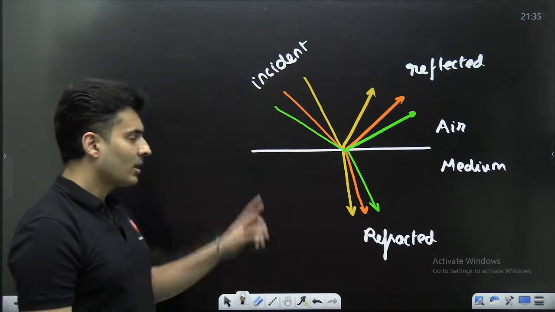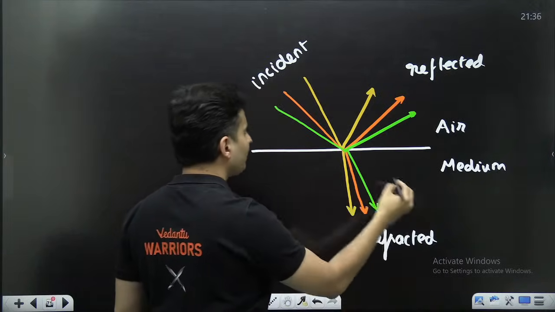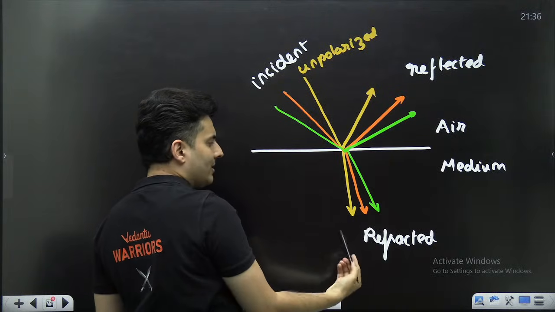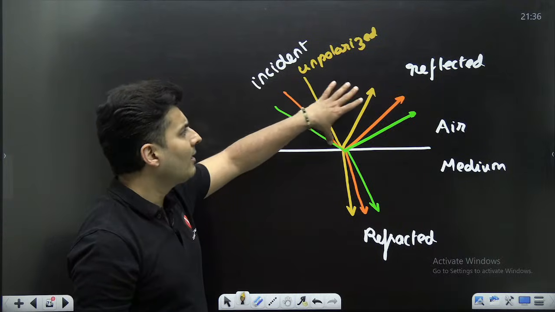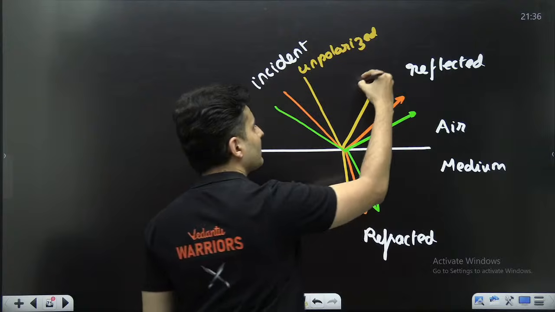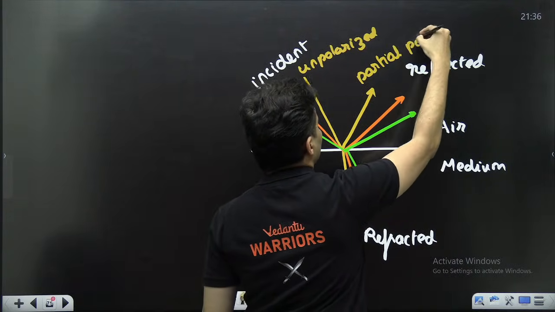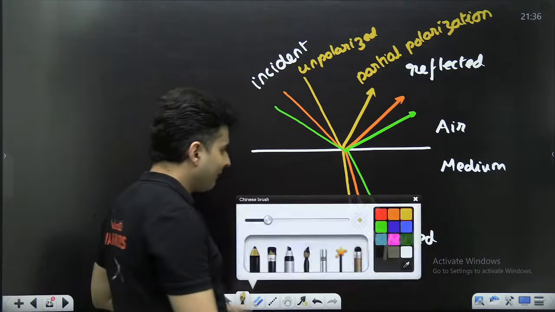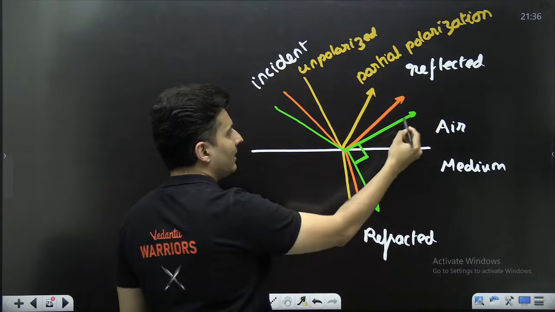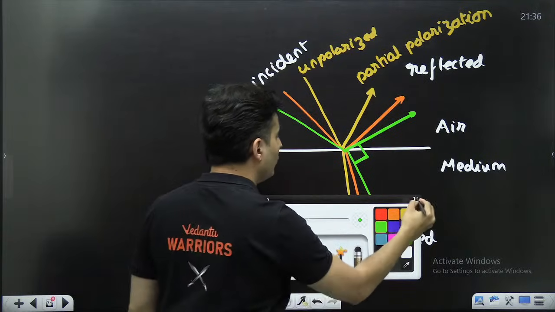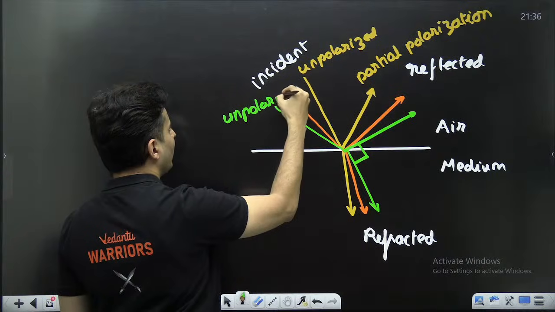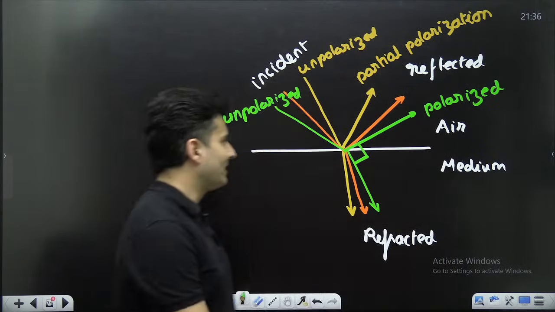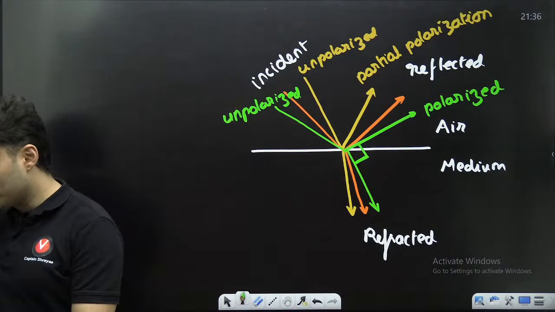It so happens that if you pass unpolarized light and you see what has happened to the refracted and the reflected rays, you will see the reflected ray is partially getting polarized. There will be partial polarization for the reflected rays, and when this angle is 90 degree, that is the reflected and the refracted rays are at 90 degree, and you pass unpolarized light and you see the reflected ray, it will be completely polarized. This is your Brewster's law, correct?